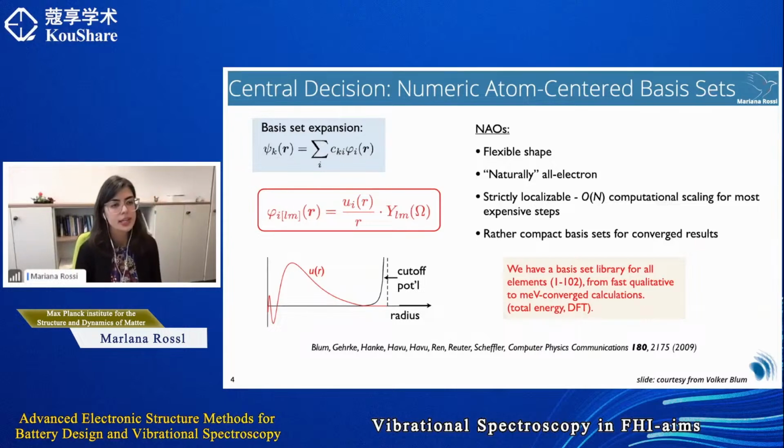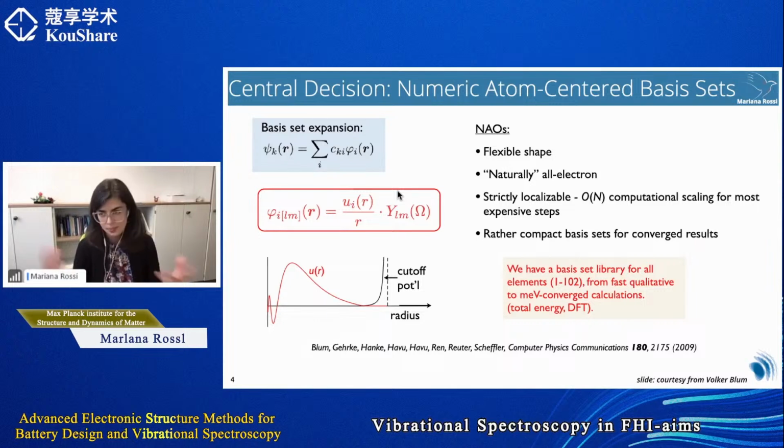Let's say that this formula you see here on the left is usual. Many of you have seen this before. So psi k of r here represents, for example, a single particle Kohn-Sham orbital. And you do a linear expansion of this Kohn-Sham orbital into some linear combination of atomic orbitals. In this case, it's basis functions phi I of r, and these are the numeric atom-centered orbitals that we use in the code.